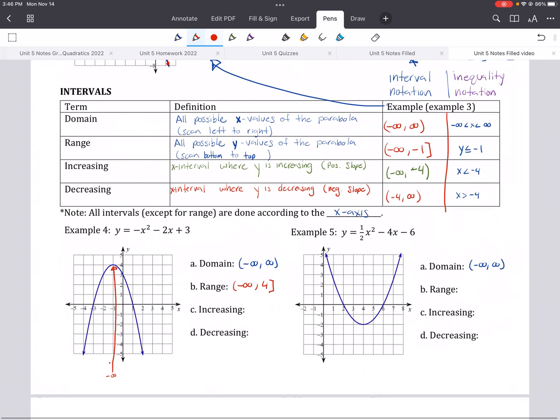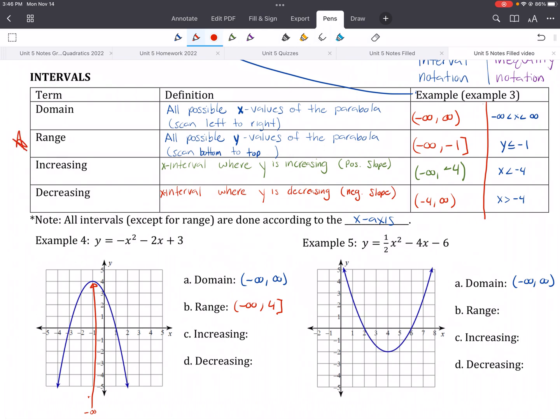Oh yeah, maybe I should mention this really quick. Range is like the special child, okay? It's the only one that uses the y-axis. So the numbers on the y-axis, like here we used -infinity to 4. Everything else uses the x-axis, and I have a note on that over here. So increasing, decreasing, domain, all use the x-axis. Range is also the only one that uses a bracket. So just keep that in mind. It's your special child, okay, that gets all the special things.